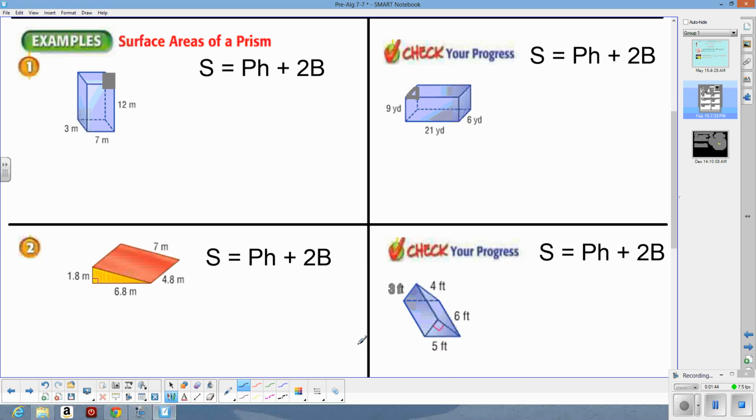All right, let's go ahead and start with the first example. The surface area is equal to the perimeter times the height. The perimeter, remember, is the distance around the base, so 3 plus 7 plus 3 plus 7. That's going to be a total of 20. So the perimeter, the distance around, is 20 times the height. The height of the prism is the distance between the two bases. That's going to be 12.